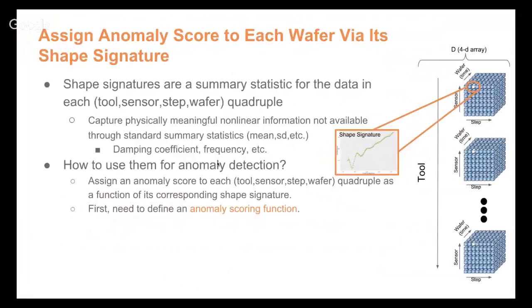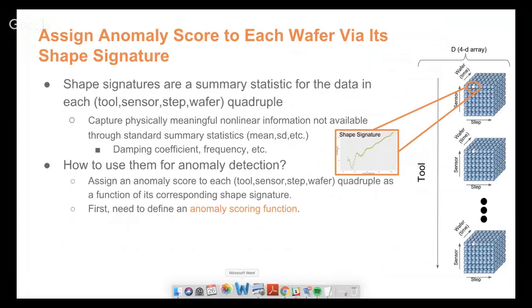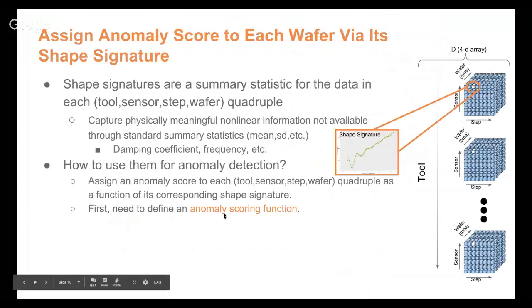Okay, so to summarize what we've done so far: if you look back at the tensor representation, each element of this tensor used to be a univariate time series, but now we've represented it as a shape signature. That signature is defined by 7 parameters, so we now have 7 parameters assigned to each element of this 4-dimensional array. What that does is compress the data, first of all. What used to be a long time series, hundreds of observations, is now 7 parameters. Secondly, we've captured physically meaningful nonlinear behavior of the data.